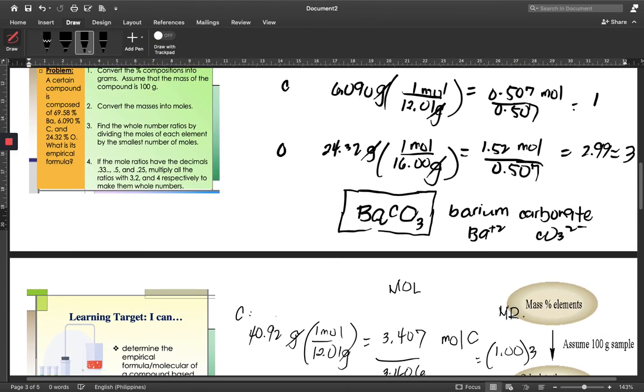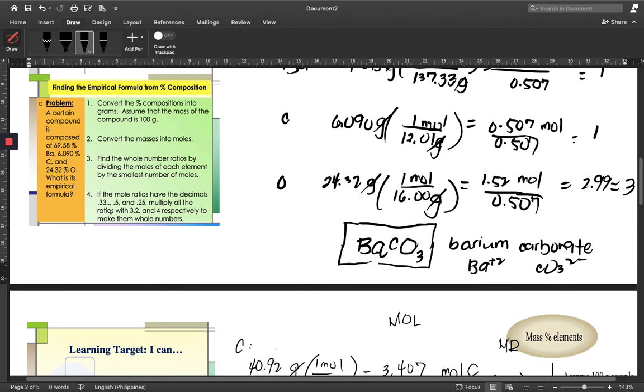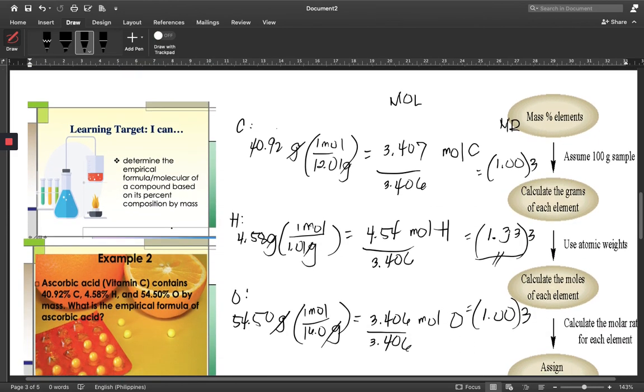So again, this is our fourth rule given above. If the mole ratios have the decimals 0.33, 0.5, and 0.25, multiply all ratios with 3 for 0.33, 2 for 0.5, and 4 for 0.25, to make them whole numbers. So this is what we are doing.